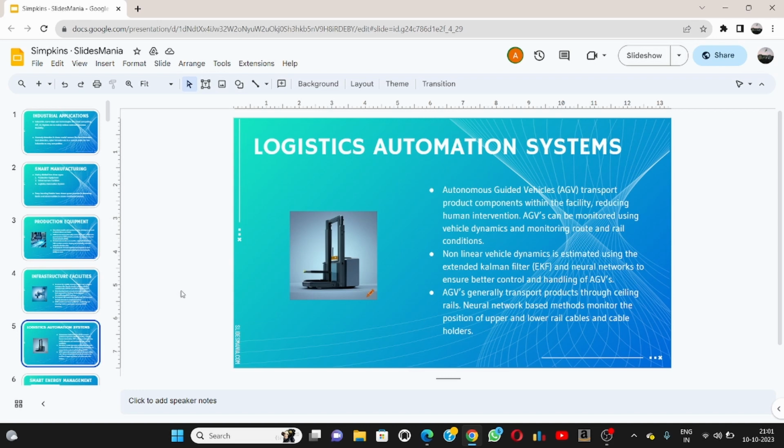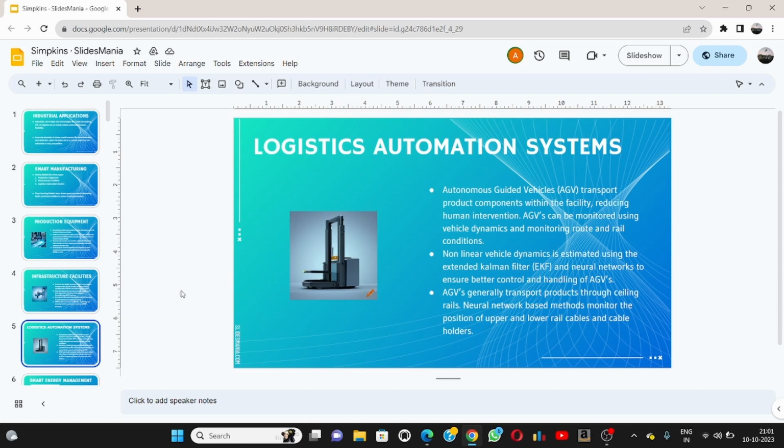Next, we are going to discuss logistics automation systems. This talks about autonomous guided vehicles like the one shown in the figure. Autonomous guided vehicles (AGV) transport product components within the facility, reducing human intervention. AGVs can be monitored using vehicle dynamics and by monitoring route and rail conditions. Non-linear vehicle dynamics is estimated using the extended Kalman filter and neural networks to ensure better control and handling of AGVs.